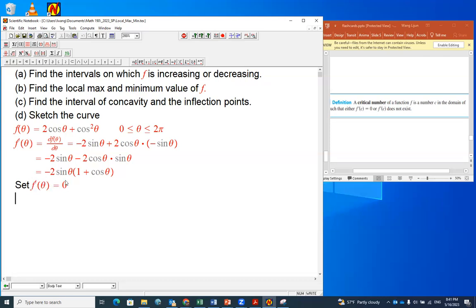If the derivative is set equal to zero, then this product is going to be zero. Negative 2 will never be 0. So we ended up solving this equation, and of course we can see this as a product of sine theta and another quantity. So we apply principle number 5, and we get sine theta equals 0.